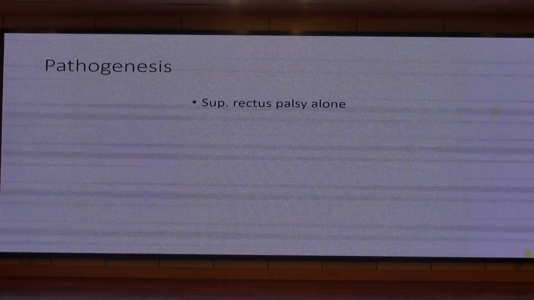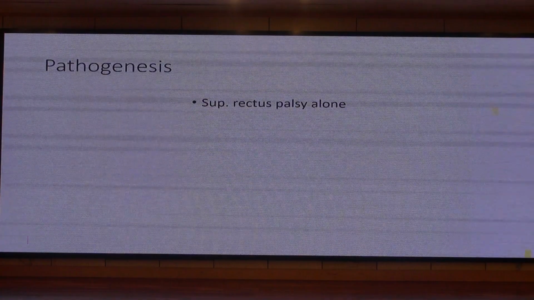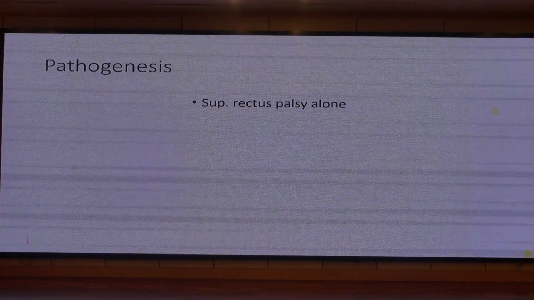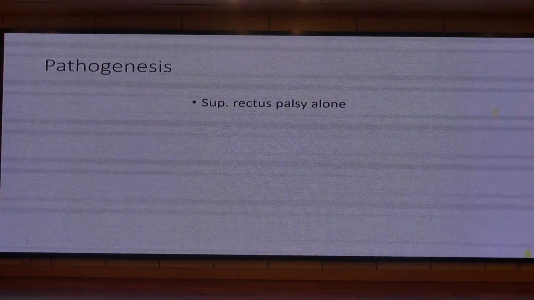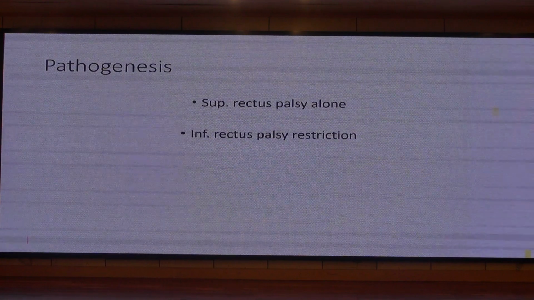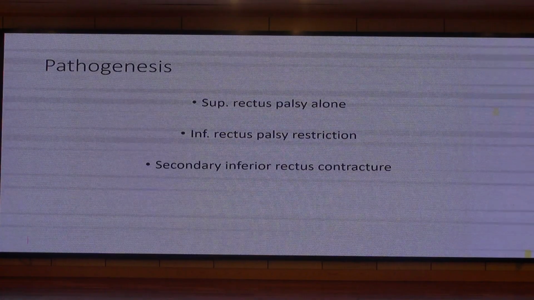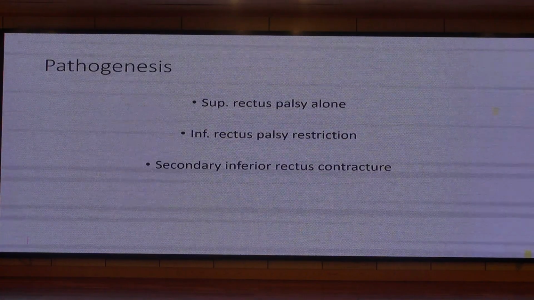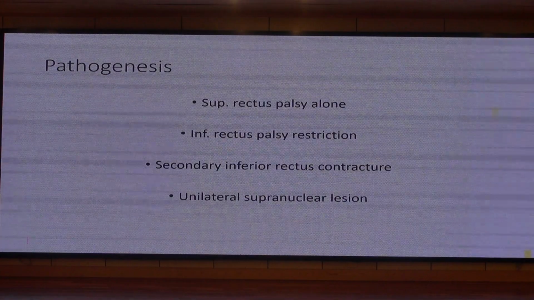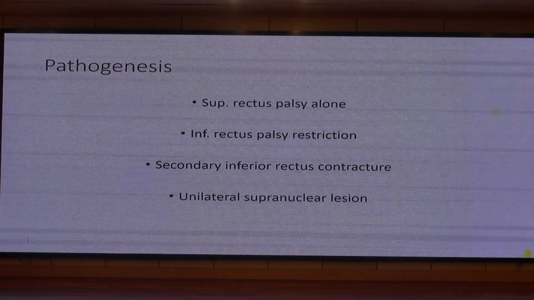The superior rectus is the main muscle responsible for elevation of the eyes in abduction and adduction. Therefore, the defective elevation can be explained by the presence of superior rectus palsy alone, or inferior rectus restriction, or secondary inferior rectus contracture, or unilateral supranuclear lesion.